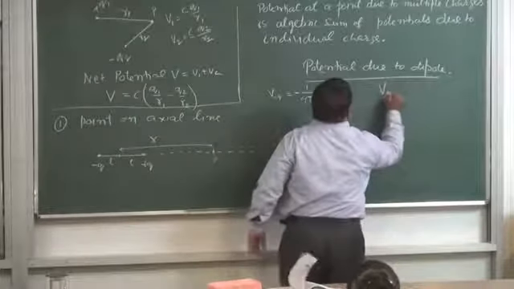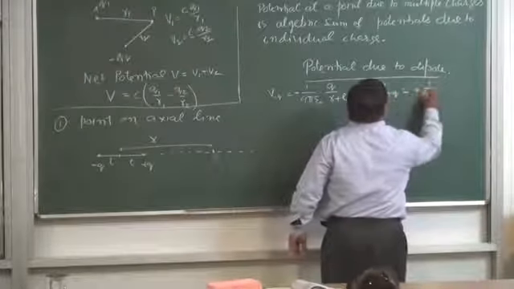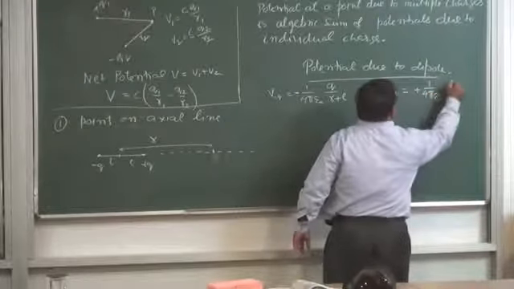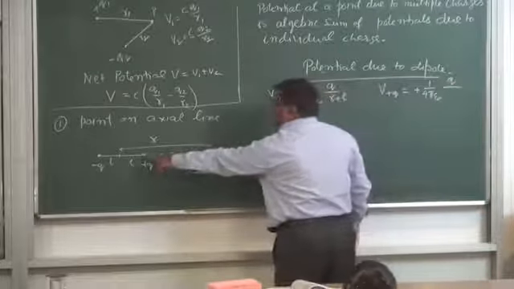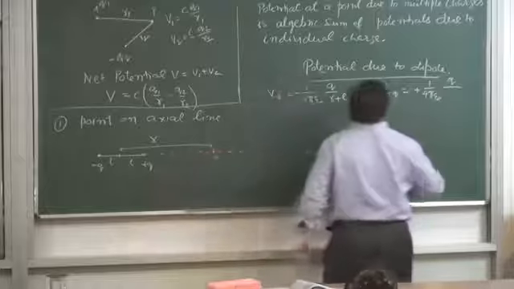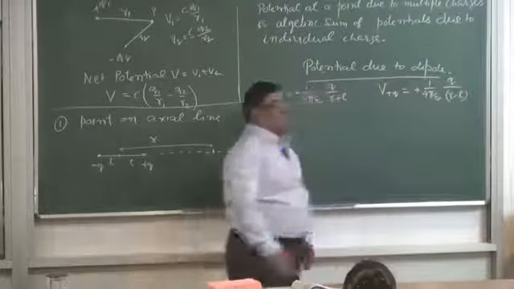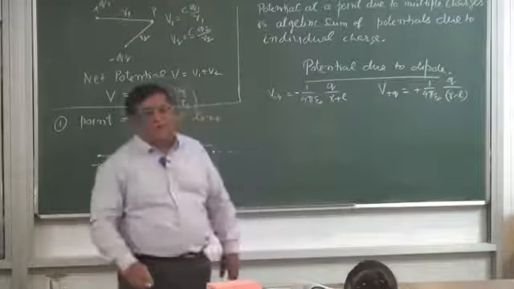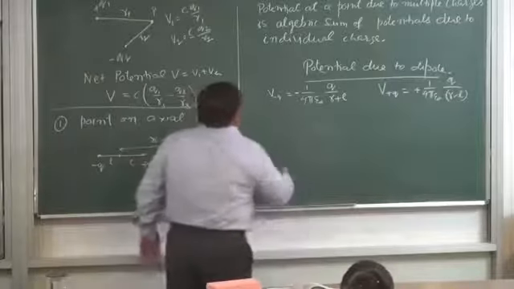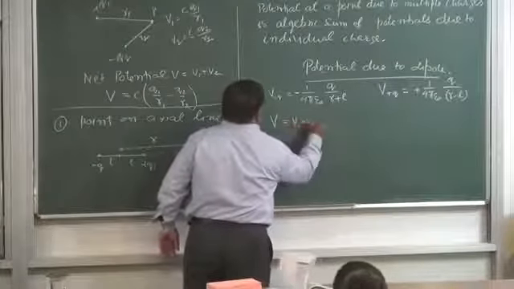And V due to plus Q is plus 1 upon 4 pi epsilon naught Q upon, what is the distance of the plus Q? r minus L. These are the potentials, and how to add them? It's not a vector quantity, it's a scalar, simply add it up. So V is equal to V1 plus V2.